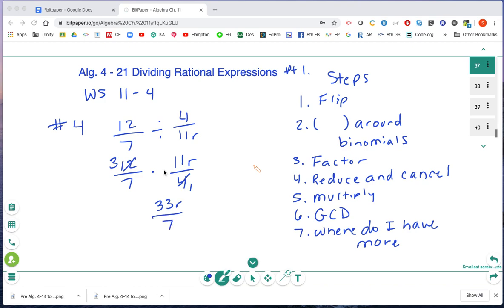Now we're going to double check to make sure that our GCD for 33 and 7 is 1. And I'm looking at my r's. Where do I have more r's? I have them in the top. How many more do I have? 1, so it stays there. So my answer is going to be 33r over 7.